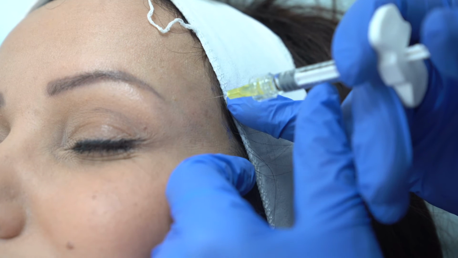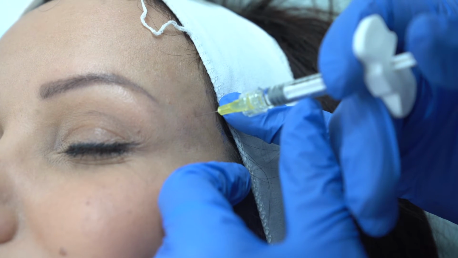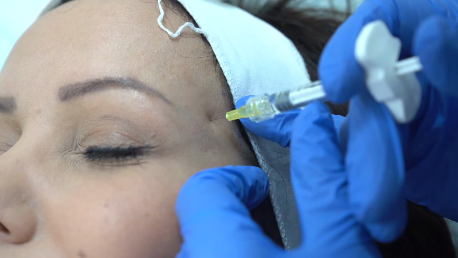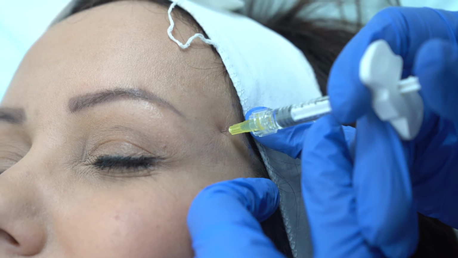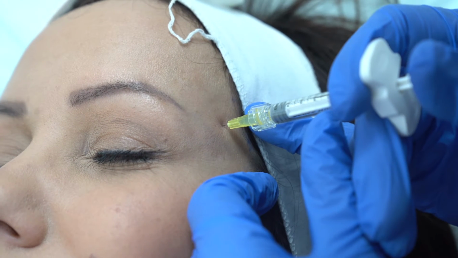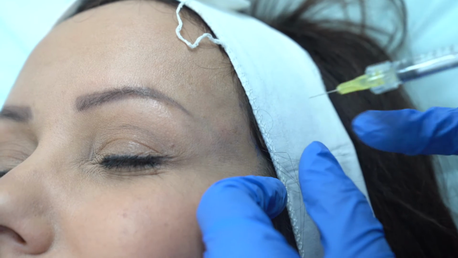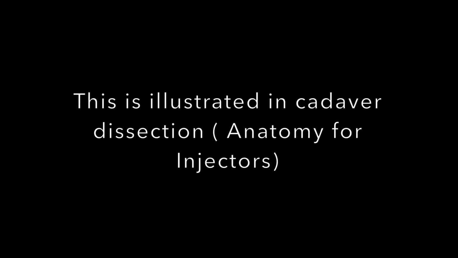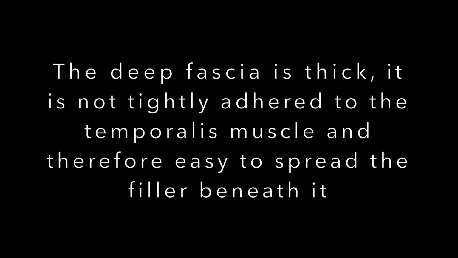The challenge is for the injector to identify that the needle has penetrated this deep subfascia, and this is when the needle suddenly gives way or the injector will feel less resistance. This is illustrated in the Anatomy for Injectors module. This deep fascia is quite thick, but it is not tightly adhered to the temporalis muscle, and therefore it is quite easy to spread the filler underneath it.